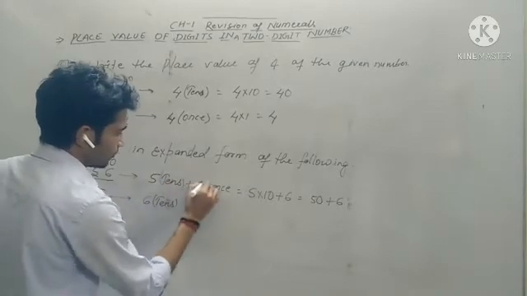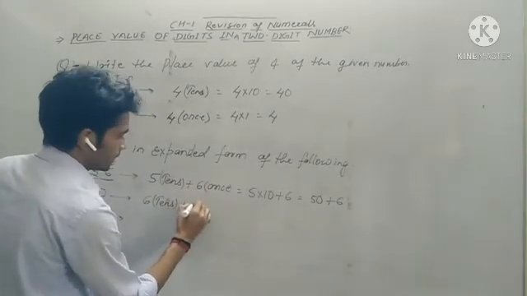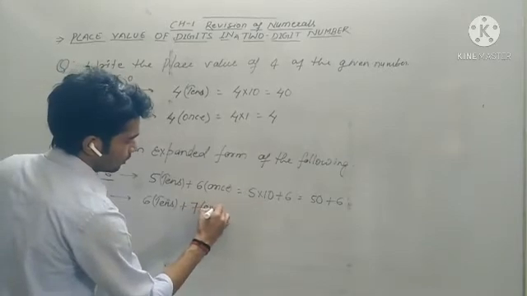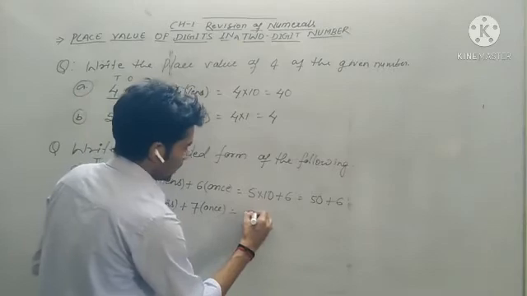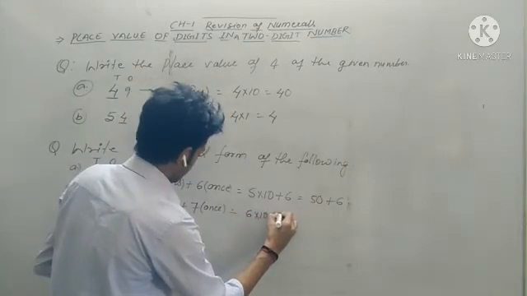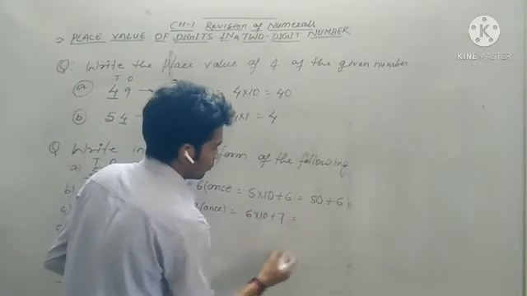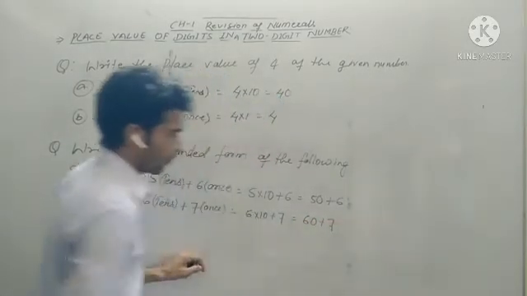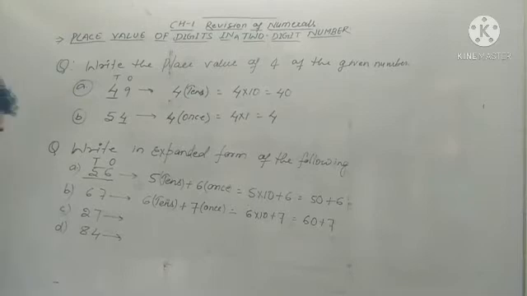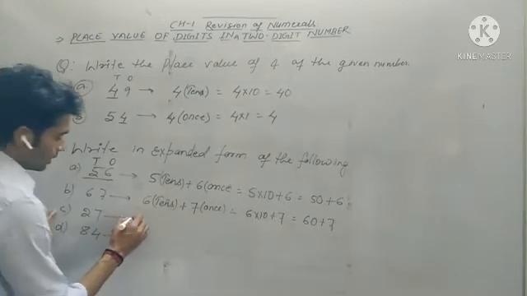where is 6 tens? 6 tens plus 7 ones, and this is equal to 6 into 10 plus 7, and this is also equal to 6 tens are 60 plus 7. Is it clear? And now next, see 27.